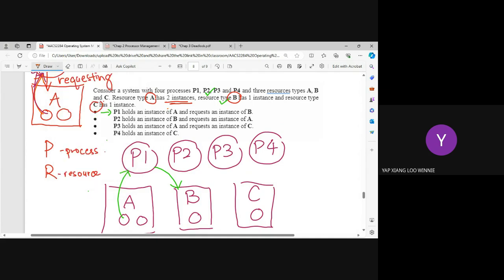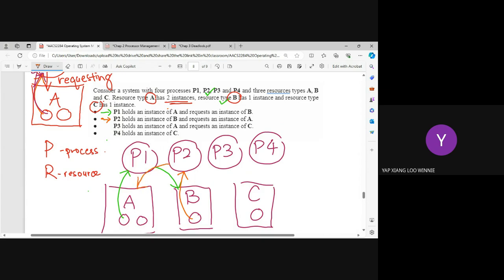Now we look into the next one, which is P2. Okay. P2 is here. P2 holds an instance of B. P2 is here, B is here, so P2 is holding B. Okay, make sure your arrow actually sticks to the circle. I mean the thing that you draw. Okay, so over here P2 holds an instance of B, request for an instance of A. So request A, so I do it like this.